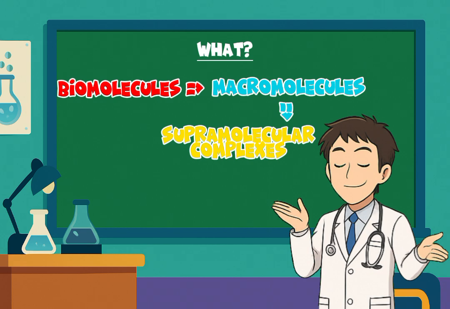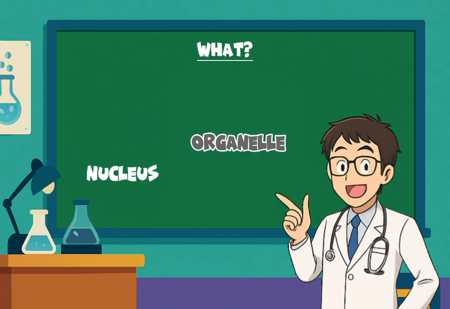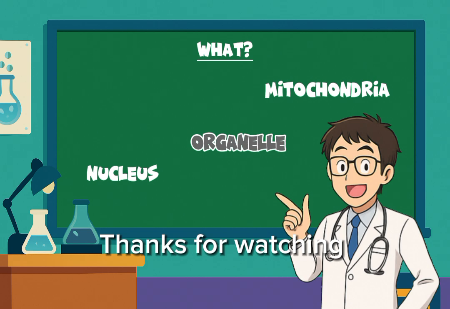Now if your supramolecular complexes come together, they'll form an organelle. The organelles you see in cells, like your nucleus, eventually from chromatin, or mitochondria from complexes of your electron transport chain that give energy. That's how you get an organelle.